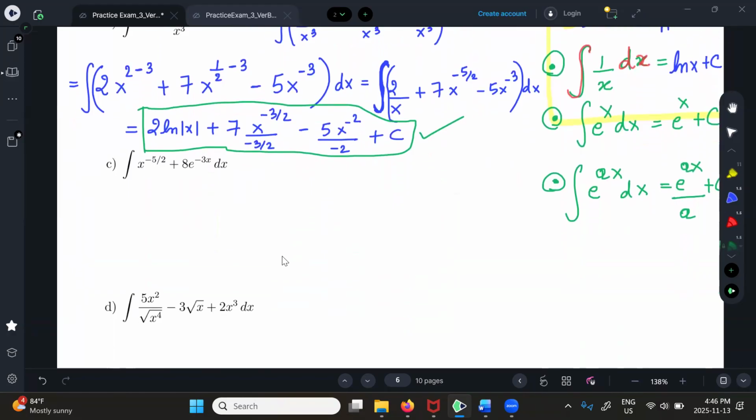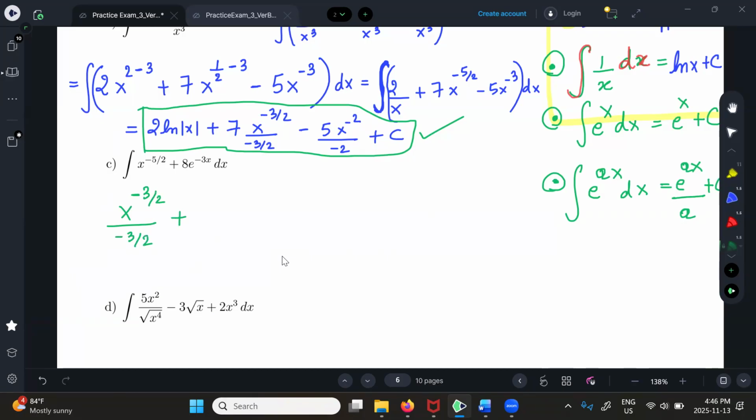Oh my God. Okay. What's going to happen here? Well, this is already simplified, right? I just apply the rule on each and every term, apply the power rule. So you would get negative 5 over 2 plus 1. Use your calculator.